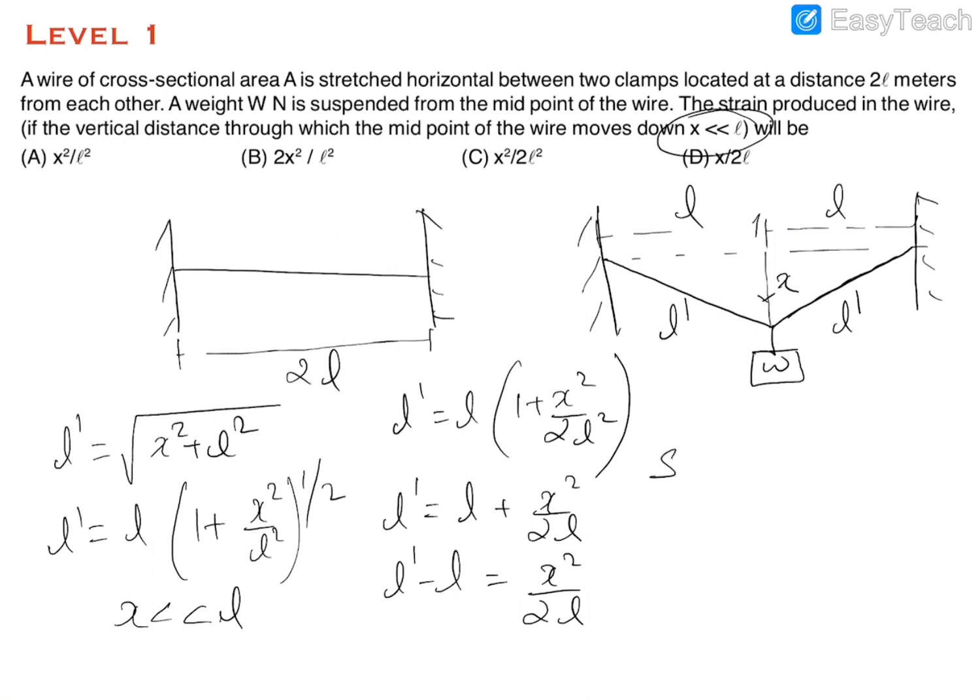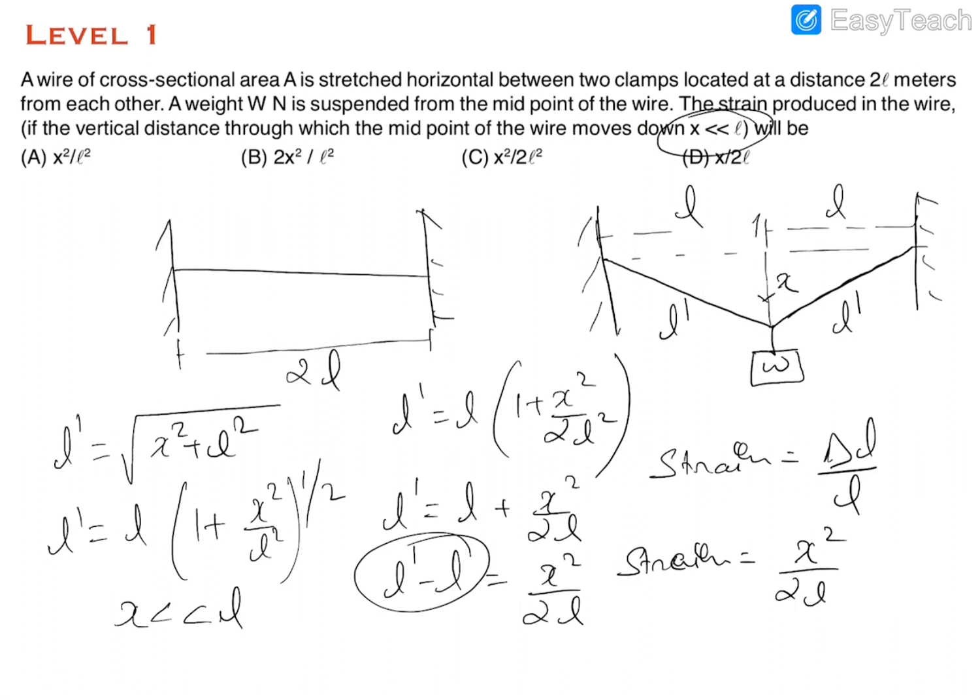Now the strain produced in the wire will be change in length upon original length. Therefore, strain is equal to delta L by L. Now this delta L will be equal to L dash minus L, and this is x square by 2L, so strain is x square by 2L square. So the correct answer would be option number C. Now let's move on to the next question.